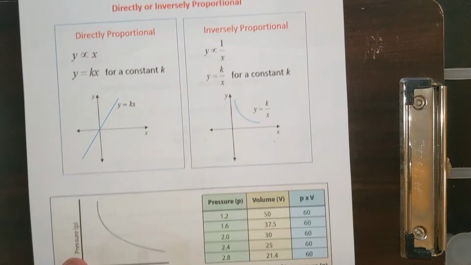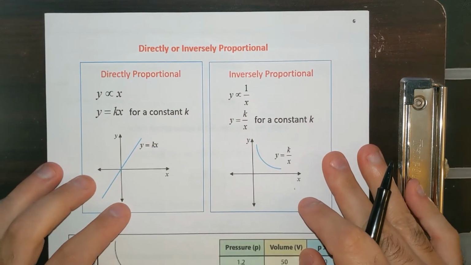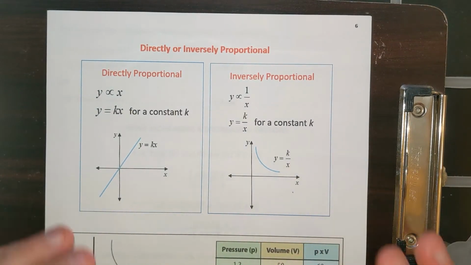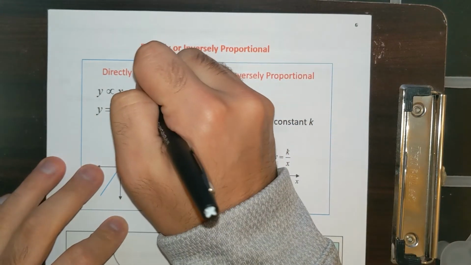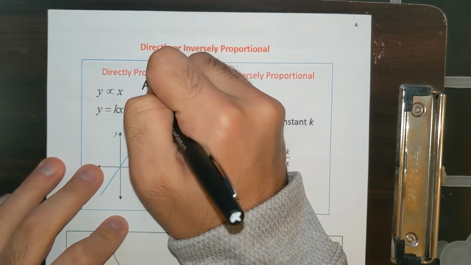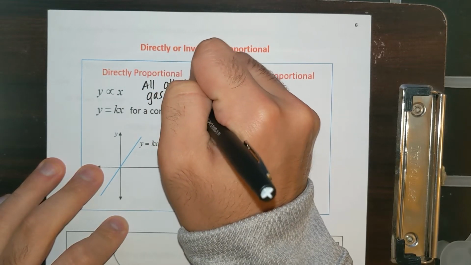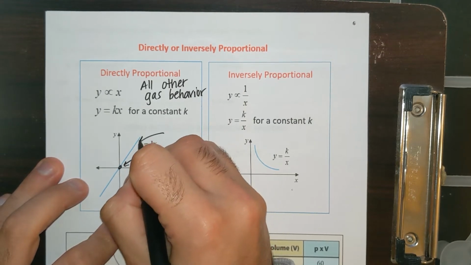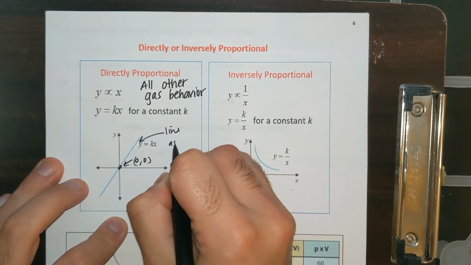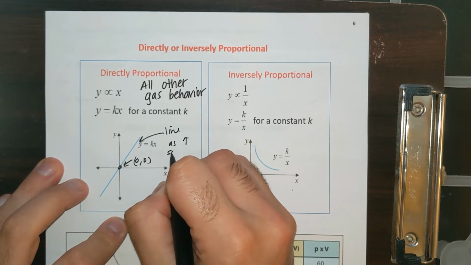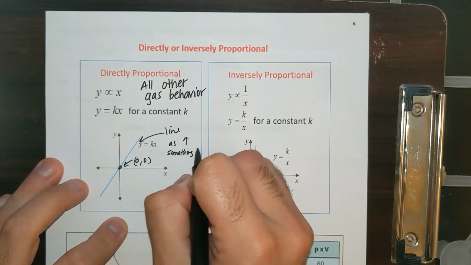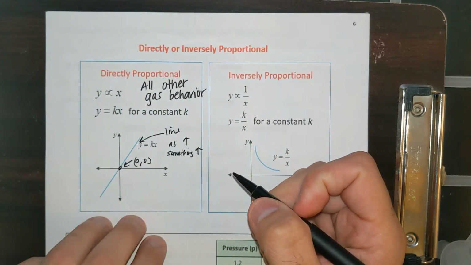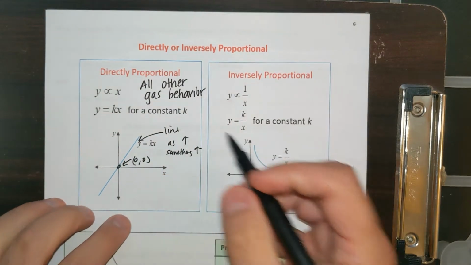And so let's put that information together. There are going to be two different types of graphs that we construct from our behavior of gas data, meaning the pressure, volume, temperature, number of particles. All other gas behavior looks like directly proportional. It goes through 0, 0. It's a line. This is as something goes up, something else will go up as well. Or something goes down, something else will go down. We'll see that as a directly proportional relationship. It moves together in a straight line.